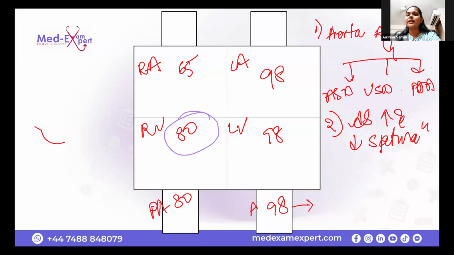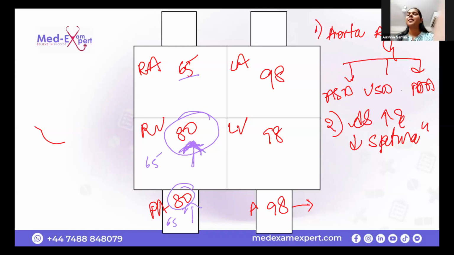So here you can see that there is an abnormal increase in the saturation. Ideally it should have been 65, 65, and here 65. So there is an abnormal increase here and here. This point in this chamber is the first point where there is an abnormal increase in the saturation.